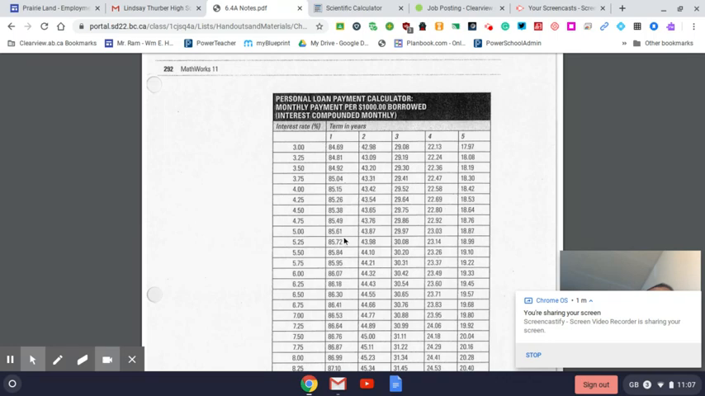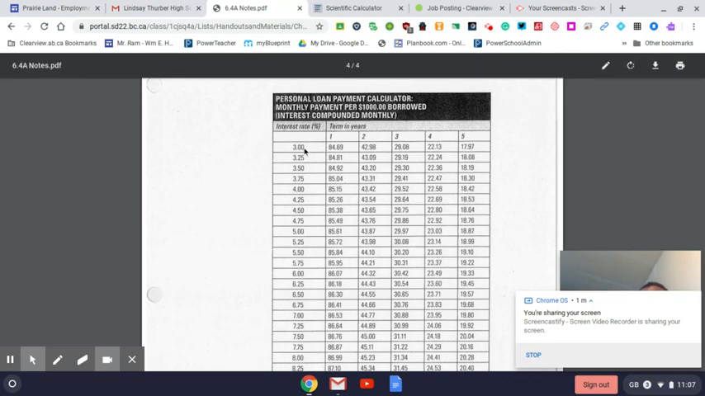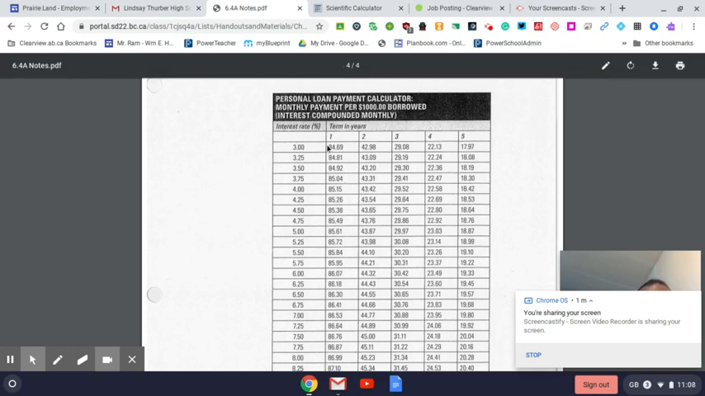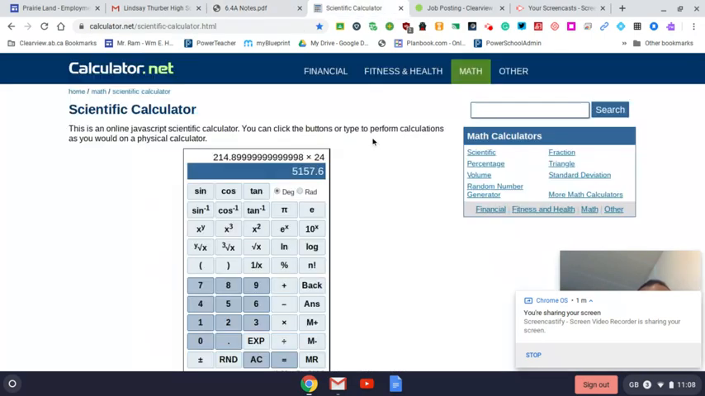$84.69. If you only borrowed $1,000 at 3% for 2 years, every month you would pay $42.98, and so on and so forth. The lowest being if you paid over 5 years. But this also means the most interest, because if we look at the 3% monthly here, $84.69 over 12 months, you're going to pay $1,016 back.